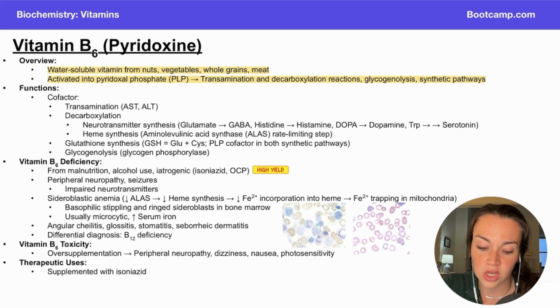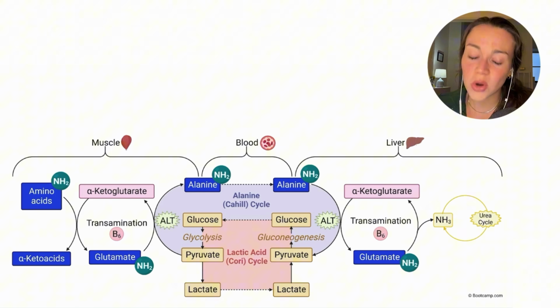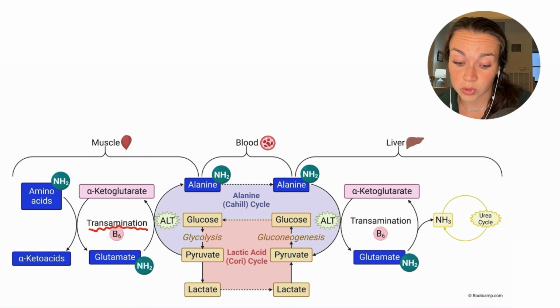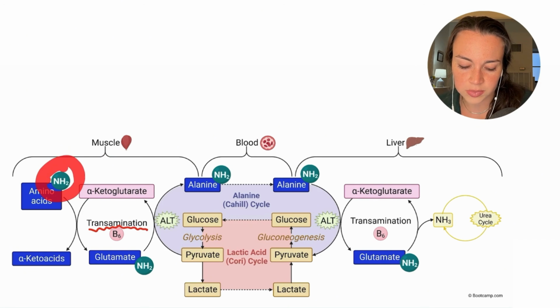Remember, those functions are cofactor functions, and the first example we'll talk about is with transamination. We talked about transamination and AST and ALT in our chapter on protein metabolism. All right, so here's the diagram we looked at when we talked about ammonia transport, which featured the transamination reactions. Remember, protein degradation in the muscle led to the liberation of these amino groups, and that was a problem because that could generate toxic ammonia.